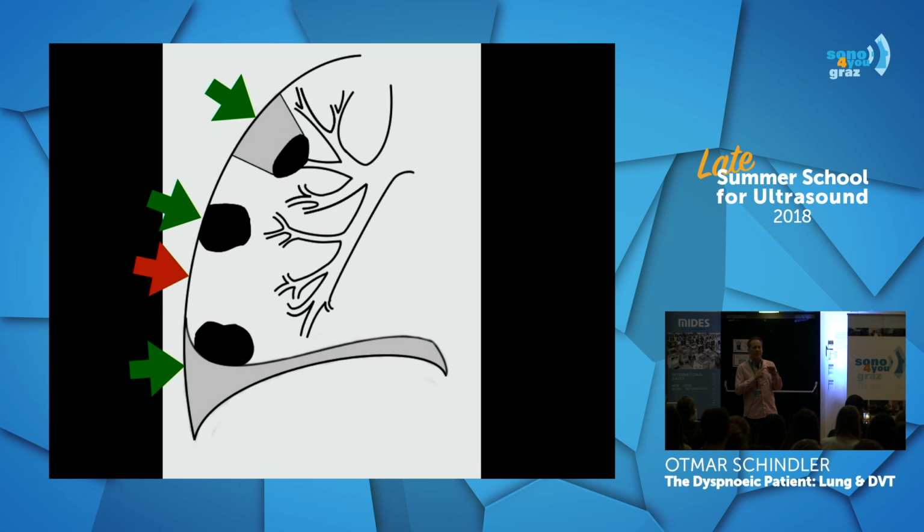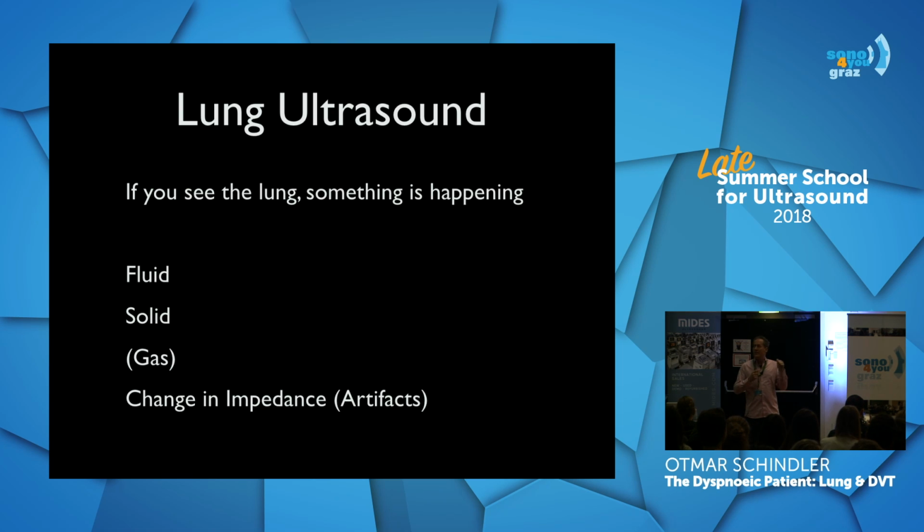So the first thing we have to have in mind, if you see the lung is not healthy. There's something wrong with it. And that's a great advantage of thoracic ultrasound, of lung ultrasound. As soon as you see something, you know there is a pathology. If you don't see anything, the lung could be healthy. So what we see is mainly artifacts. And there's one special thing we see. If there's a change in impedance, there's an artifact called the B line that we will discuss in a short time.